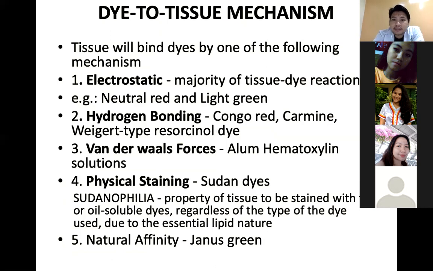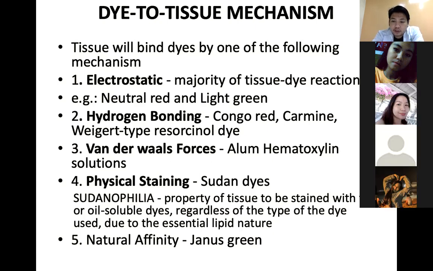Now, how does this dye-to-tissue binding happen? We have different types of dye-to-tissue mechanisms. Tissue will bind dyes by one of the following mechanisms. First, we have the electrostatic mechanism or electrostatic force. This force is also known as the coulombic force. The majority of tissue and dye reactions are of this type. Examples of this are our neutral red and our light green stains.